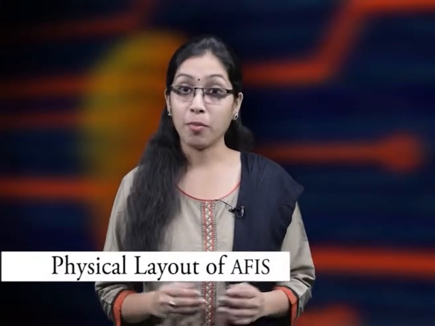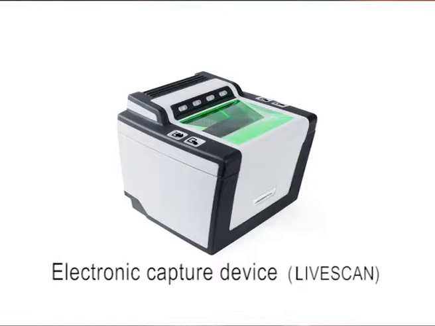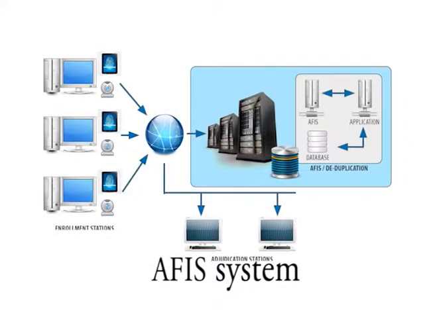The first component is the physical layout of AFIS. The main components of an AFIS system include the matchers, coders, random array of independent drives, that is RAID storage arrays, and the various databases. The Ethernet connects the AFIS system to various input and output devices at other locations. A live scan is an example of an input device. The Ethernet also connects the AFIS system to the computerized criminal history file, or the CCH file.